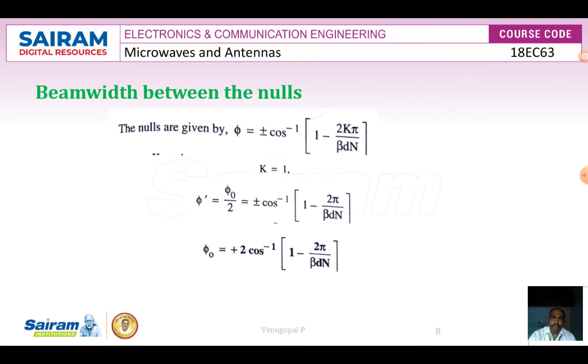Phi dash is equal to phi naught by 2. Is it right? Phi dash is equal to phi naught by 2. So then you will get phi naught by 2 equals plus or minus cos inverse of 1 minus 2π by βd into n. Then phi naught becomes 2 into cos inverse of 1 minus 2π by βd into n. Please note down, this is the beam width between the nulls.